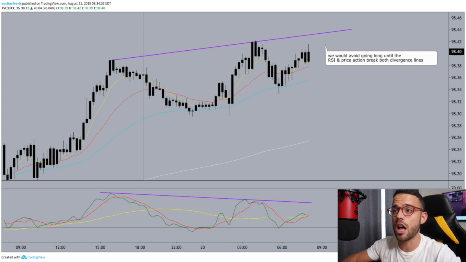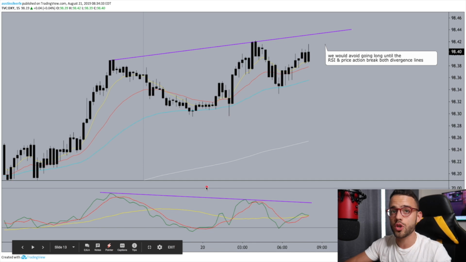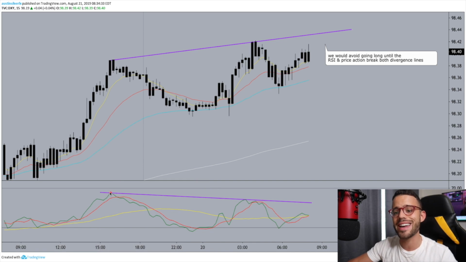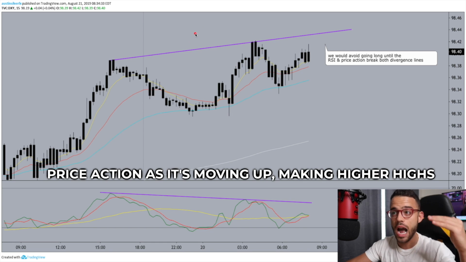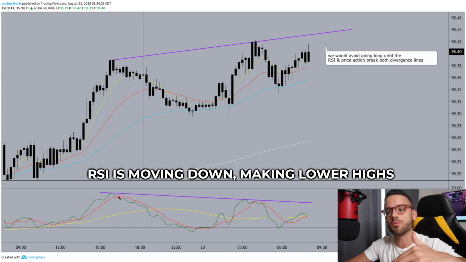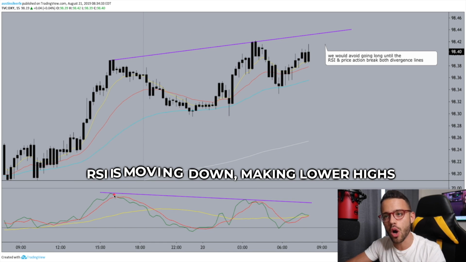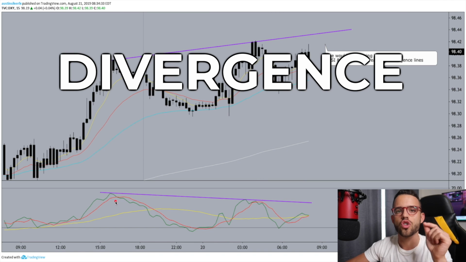Another example, this is the dollar index. You can see over the course of 2 days, this is the 15-minute chart, you have your RSI high set here at the end of day, right? Moving into the next day, moving into today, you see price action sets a new high. So price action is moving up, making higher highs, but the RSI is moving down, making lower highs. That's divergence.